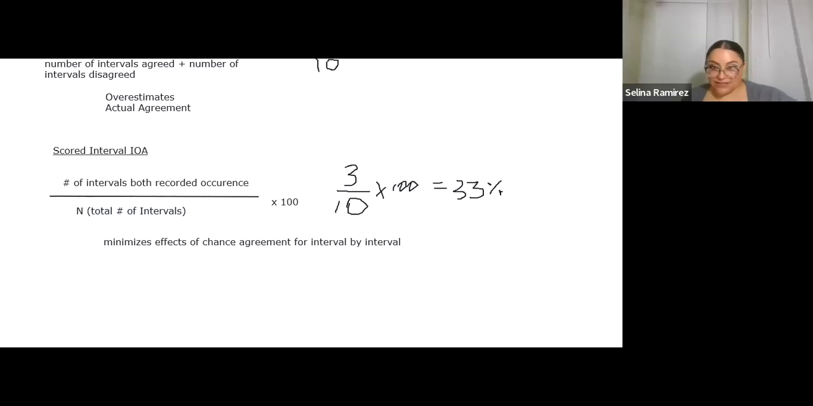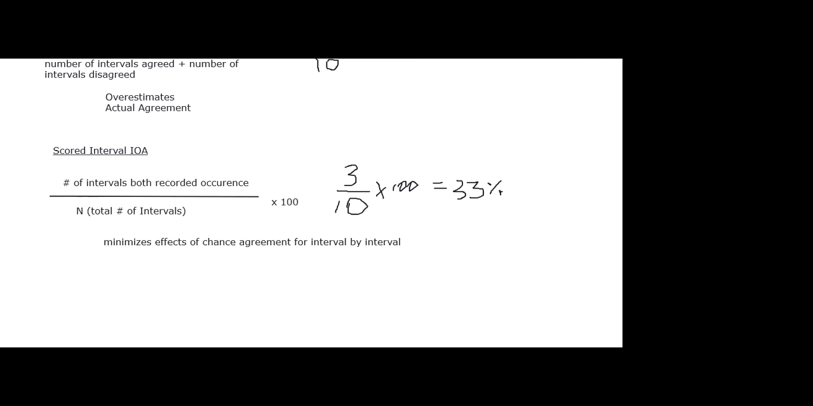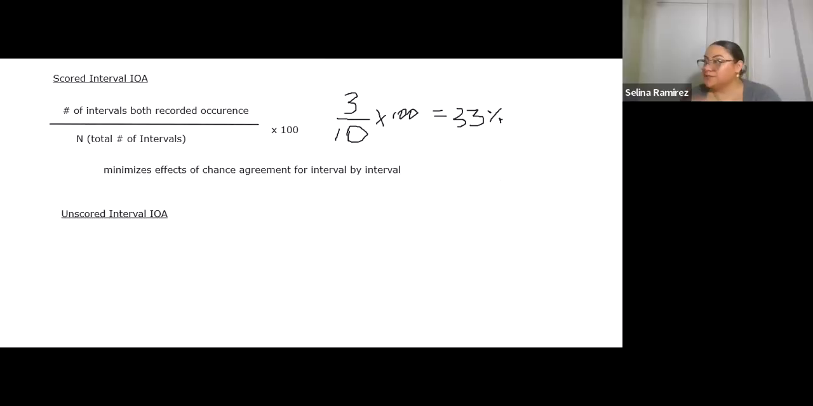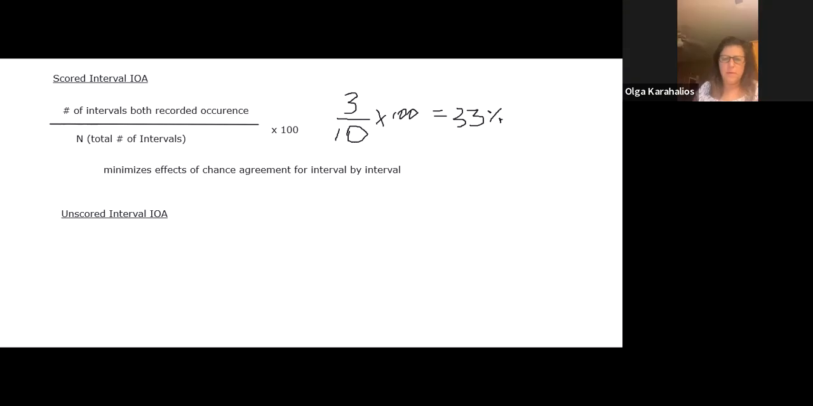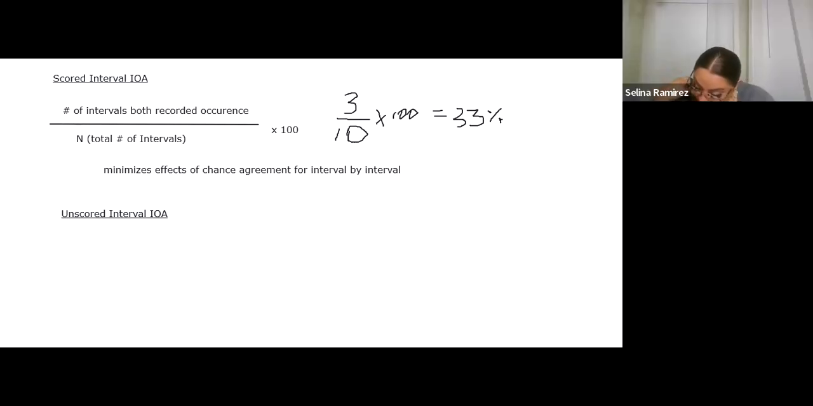Okay, this can be our last one since we're running out of time. So next we're going to talk about unscored interval IOA. Okay, so what is the formula for unscored? It's the opposite, right, of scored? So now we're going to take intervals in which either or both observers recorded the non-occurrence.